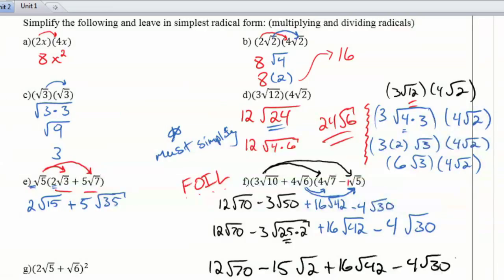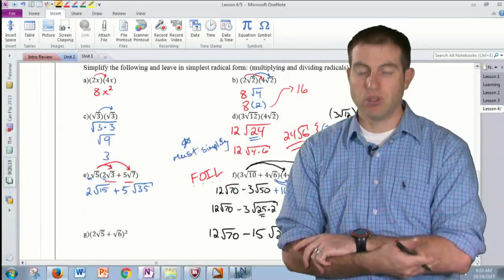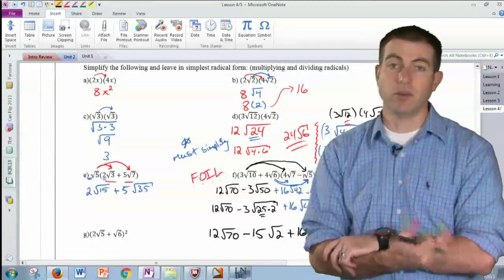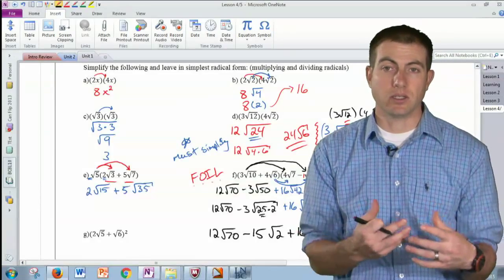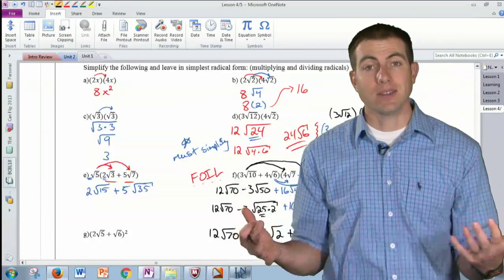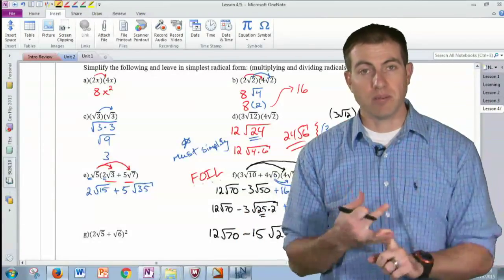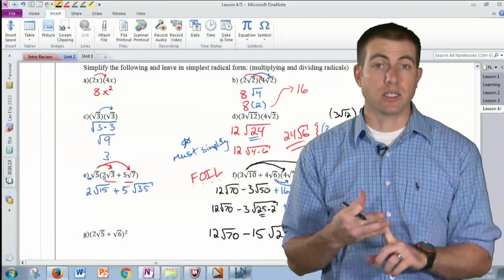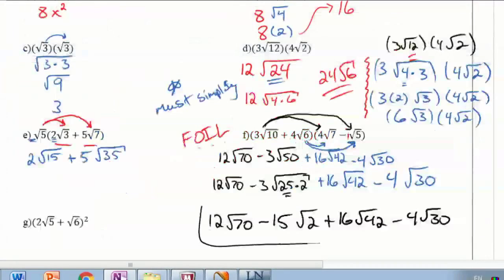When I get here, I need to say, are there any like terms? I have root 70, I have root 2, I have root 42, and I have root 30, and none of those are the same. So I can't combine any like terms. It's a big mess of an answer, but that's it. That's as far as I can go. I've done the multiplication, I've simplified my radicals, and I've tried to combine any like terms. So that's my answer.